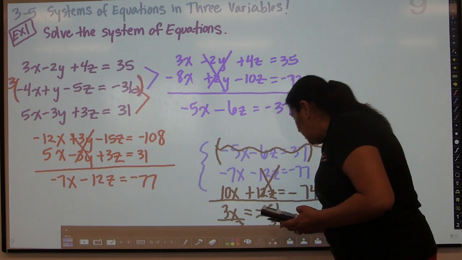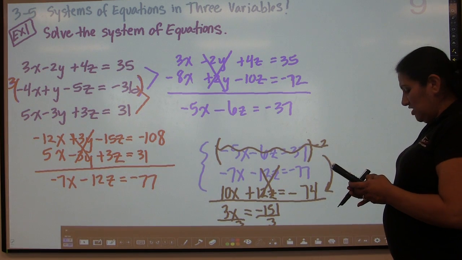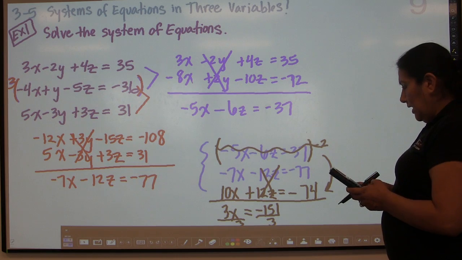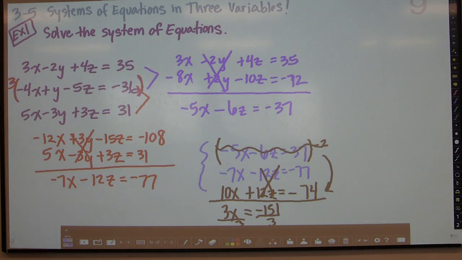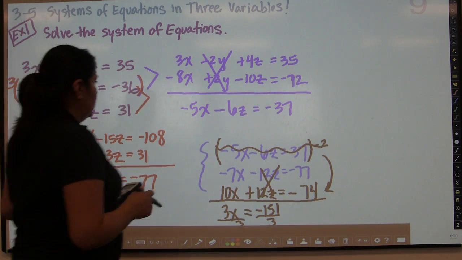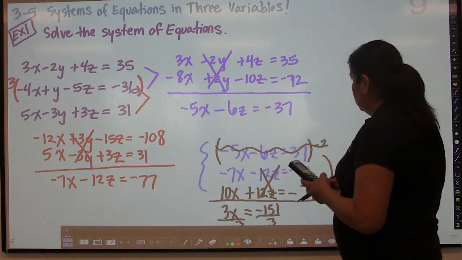Well, I shouldn't say last step, but at least in this case. Negative 151 divided by 3 is some weird decimal. It doesn't even go evenly. Let me check my little answer here. Something went wrong. That's not good. Let me check something. I'm pretty sure it's not supposed to be a fraction. So I'm going to make sure of that.